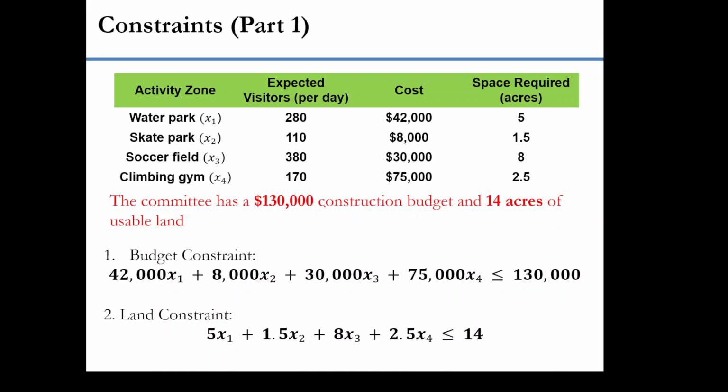The first constraint is the $130,000 budget. We have been given these costs, so we'll write 42,000 x1 plus 8,000 x2 plus 30,000 x3 plus 75,000 x4. This must be less than or equal to 130,000. And the second constraint is about the space, 5x1 plus 1.5x2 plus 8x3 plus 2.5x4. It should be less than or equal to 14 acres of land. So these are very straightforward constraints.